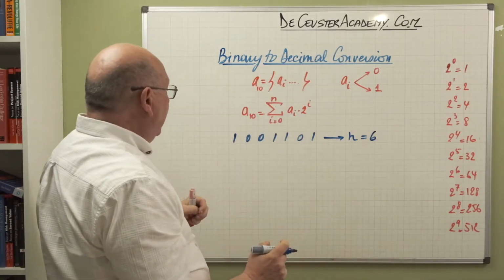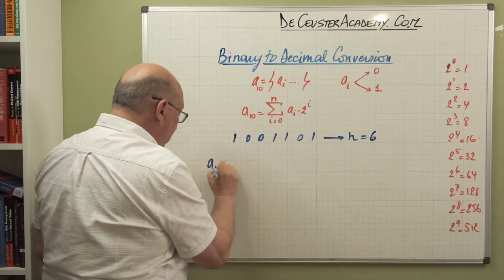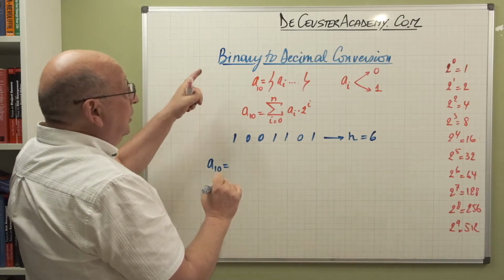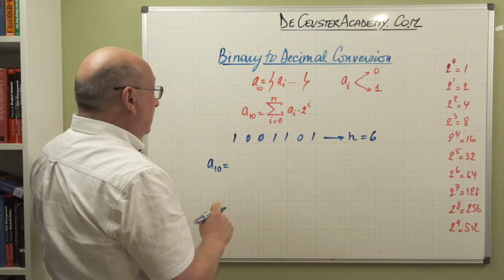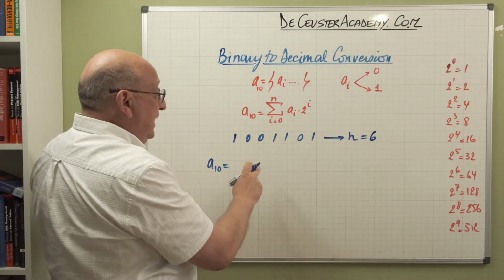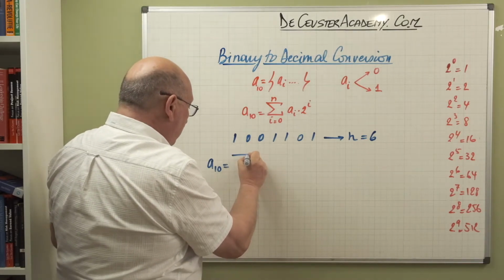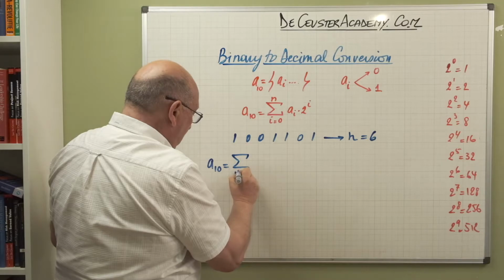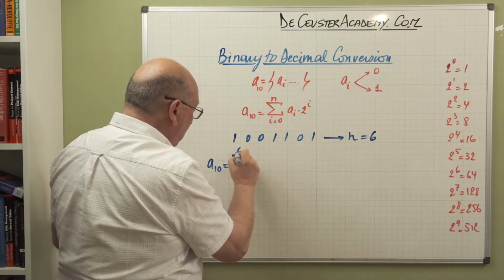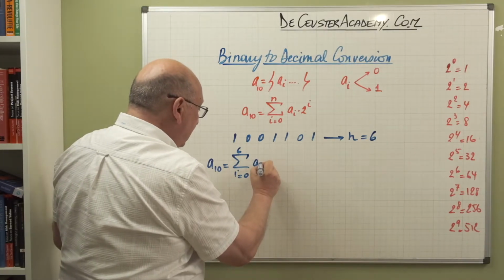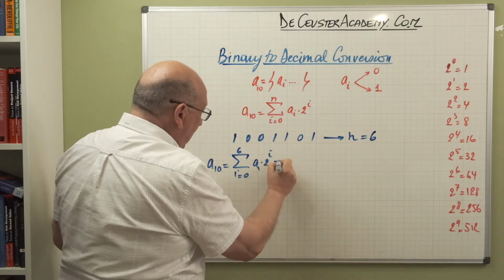So basically what we have to write here is that the number that we want to convert to decimal notation is in fact the sum for i equal to 0 to 6 of a_i times 2 to the power i.